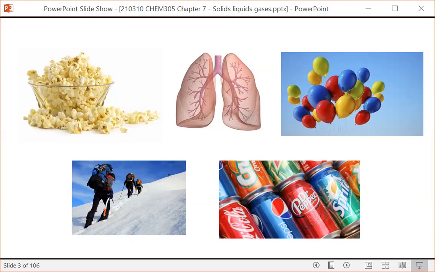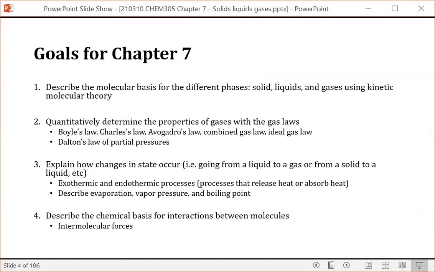So the goals for this chapter as we get going, we want you to be able to describe the molecular basis for the different phases. So we want you to describe a solid, a liquid, or a gas using kinetic molecular theory. And that's what we'll talk about at the very beginning of chapter 7.